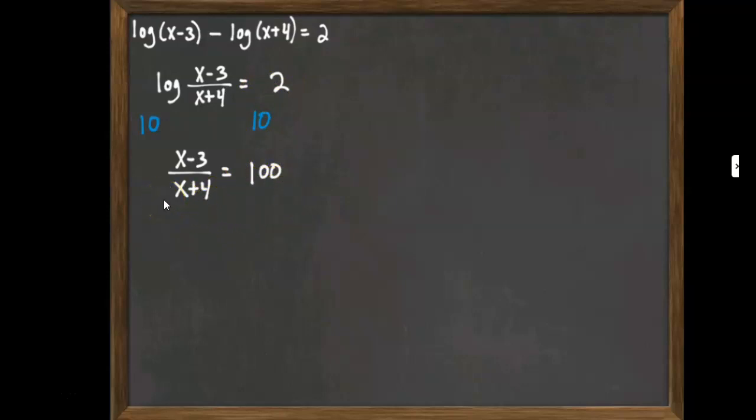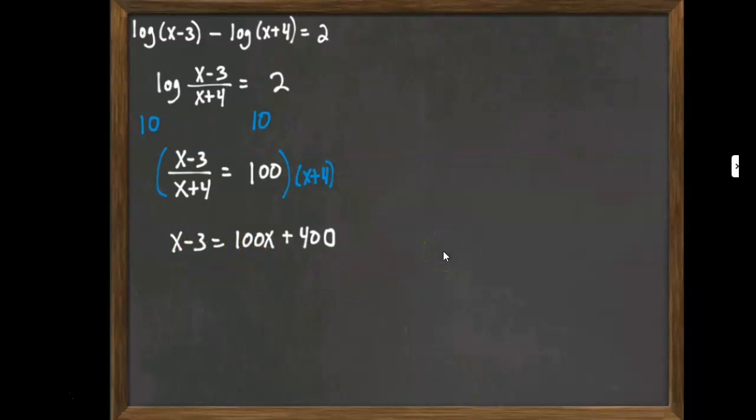And now we have an equation that doesn't have any logarithms. And so we can go ahead and solve that equation. Because it is a fractional equation, we need to get rid of the fractions. So I would multiply both sides by my common denominator, x plus 4. On the left-hand side, I will get x minus 3. And distributing on the right-hand side, I will get 100x plus 400.